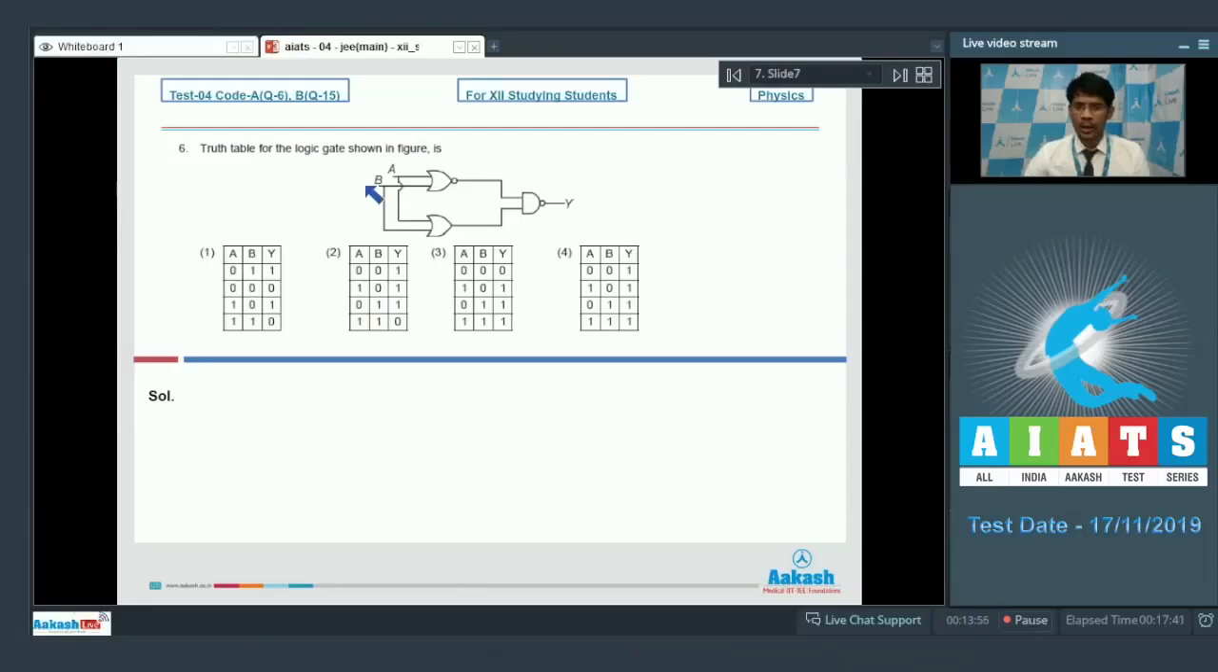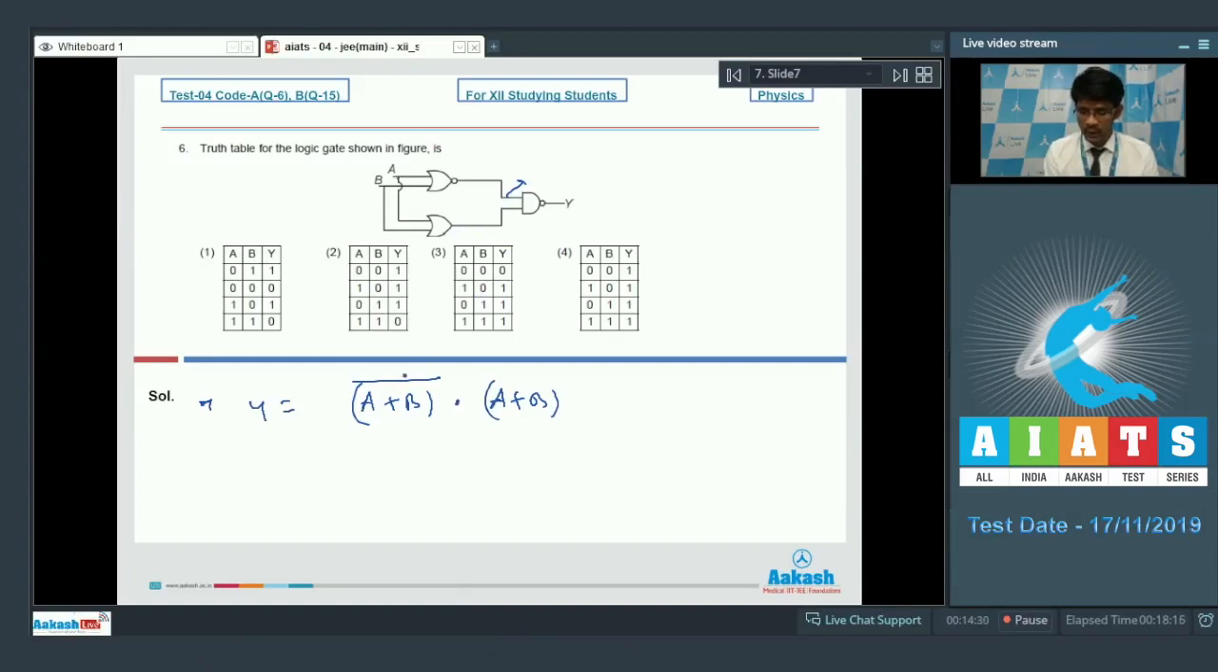We are provided with some logic gates here, and if we write down the Boolean algebra, then we may find the answer. The question is the truth table for the logic gates shown in the figure. If this is A and this is B, at this point I would write down the output Y equal to A plus B, and it is actually a NOR gate, and this one is A plus B, and this is an OR gate.